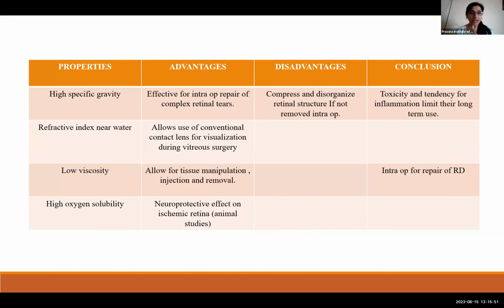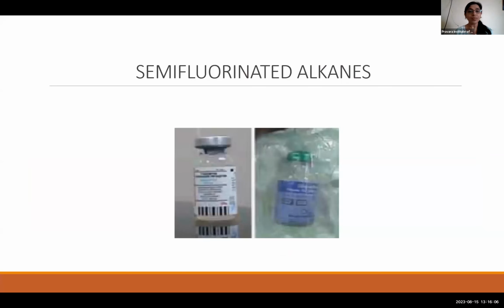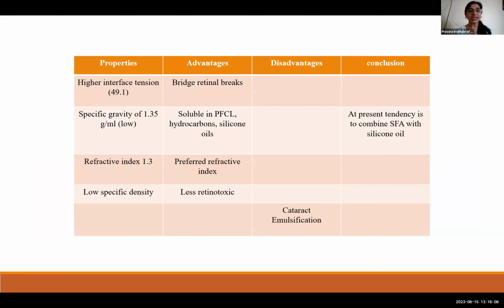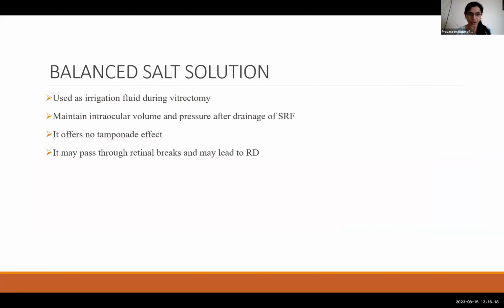Perfluorocarbon liquids. They are effective only for intra-op repair of complex retinal tears because they disorganize the retinal structure. They allow easy visualization and tissue manipulation during surgeries. They have also shown a neuroprotective effect in animal studies. Semi-fluorinated alkanes. They have high interface tension, so they can bridge the retinal breaks. They are soluble in PFCL, hydrocarbons, and silicone oils. The refractive index is the same as that of vitreous, and they have been shown to be less retinotoxic.